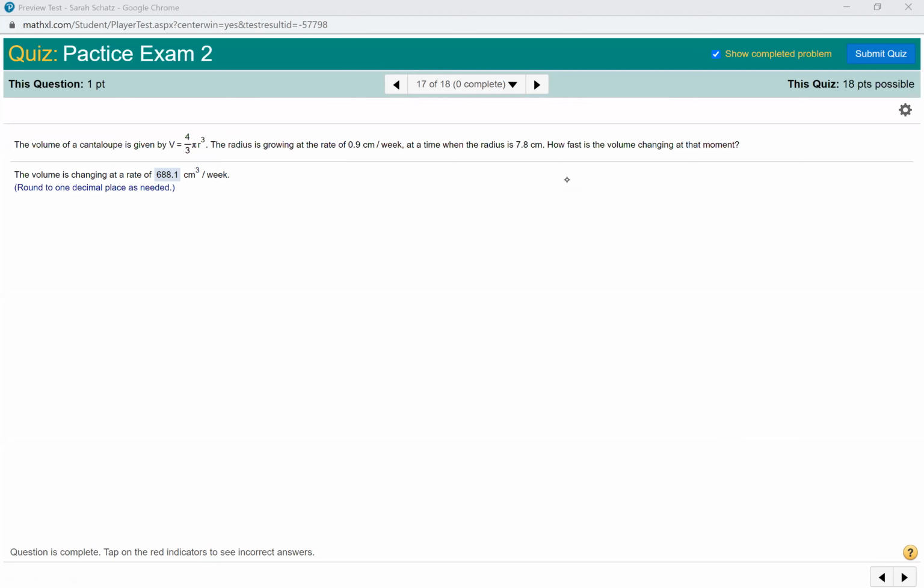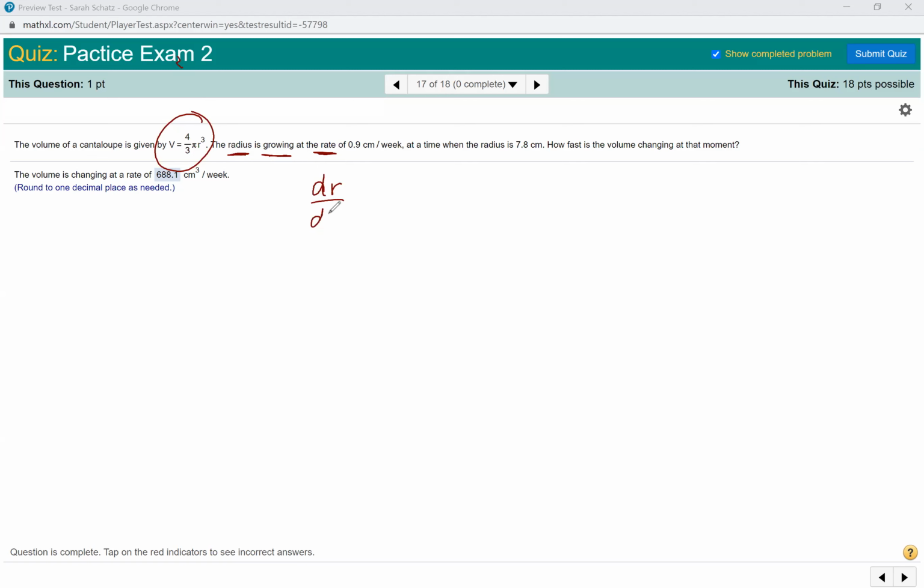All right, number 17. You guys, so this is a related rates problem, so something we just looked at. It says that we have the volume of a cantaloupe, and it gives you that formula. So we've used this formula quite a bit. Well, we used it once at least. Anyway, it gives you the formula, so it's not something you have to remember. But the reason it's giving you this volume formula is because it relates the volume of this cantaloupe with the radius of this cantaloupe.